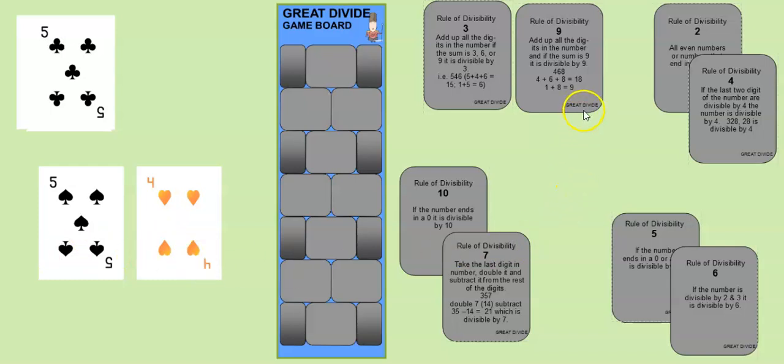So for example, the rule of divisibility for 9 is add up all the digits in the number, and if the sum is 9, it's divisible by 9, meaning it divides evenly into 9. So 5 plus 4 is 9, so it divides evenly by 9. So I get to write 54 on my board.